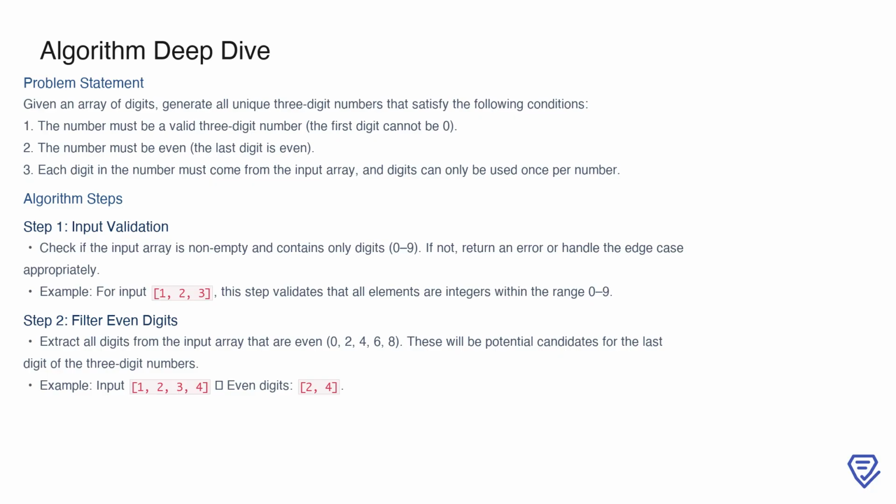Next, we filter out the even digits from the array since these will be the only candidates for the last digit of the three-digit numbers. For instance, from the input 1, 2, 3, 4, we extract 2, 4 as the even digits. This step helps us focus only on valid candidates for forming even numbers, saving computational effort later in the process.